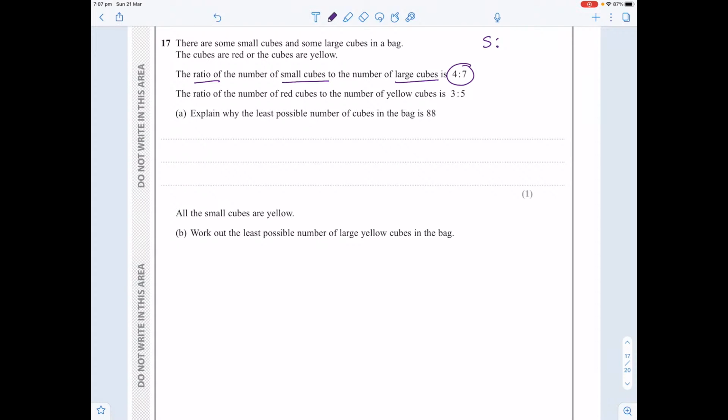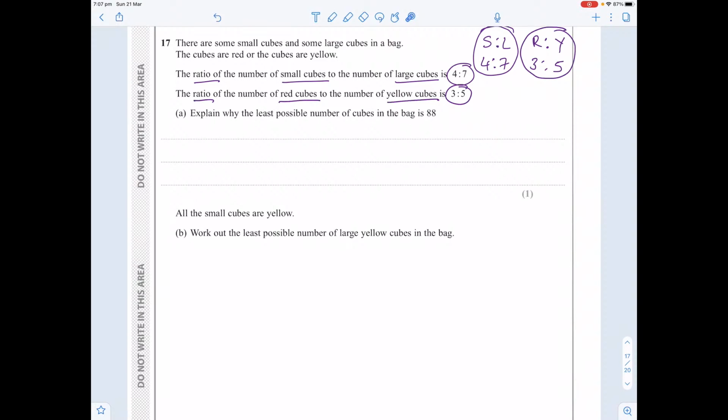So we are going to write down the ratio of the number of small cubes to the number of large cubes is 4 to 7. So as I was doing it here, S we're going to use for small, and we are going to use L for large. And underneath that, we are going to write down what the ratio is. So that's our first one right there. The second sentence, the ratio of the number of red cubes to the number of yellow cubes is 3 to 5. So again, we'll write that in a way that we understand. So R is red and Y is yellow, and we'll have 3 to 5. Okay, that's much better to understand.